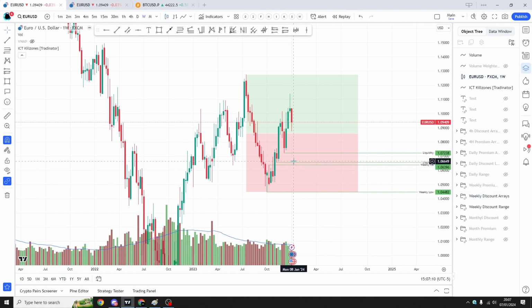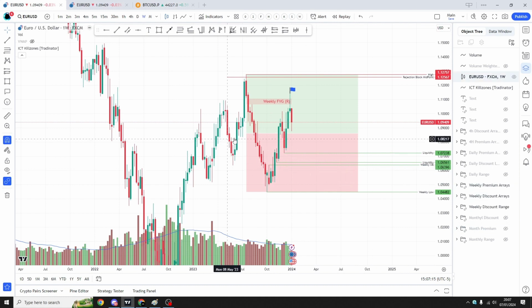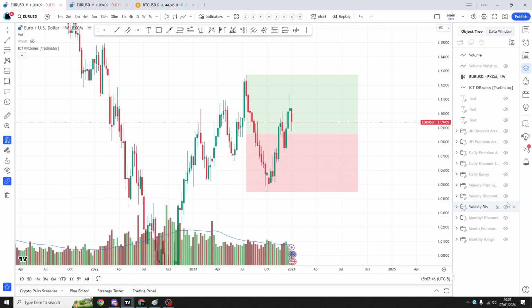So yeah, I put this weekly fair value gap in, because you can see it's taken that, and this flag represents the sort of lower low, higher high, lower high, lower low. So that looks like a turnaround for me. So I do think on a weekly basis, I think it's going to go lower as well. So that sort of confirms that on a higher time frame level.